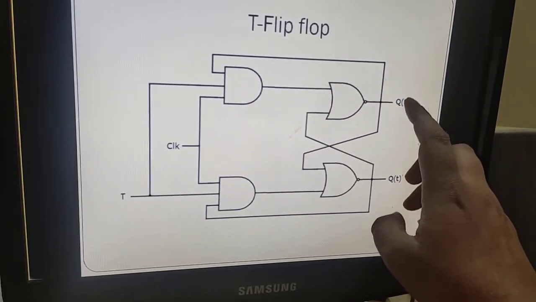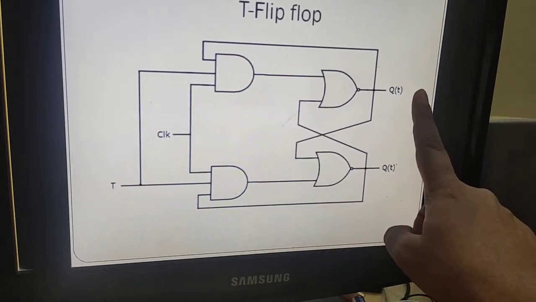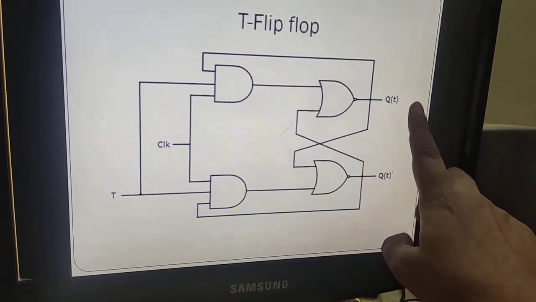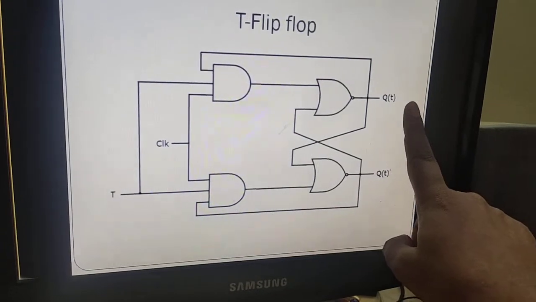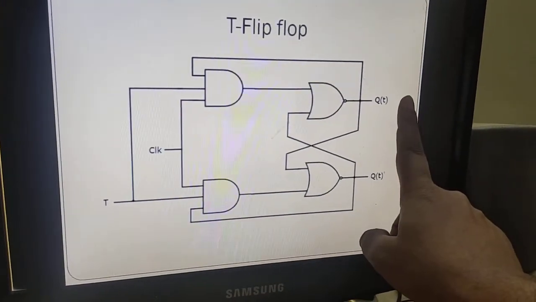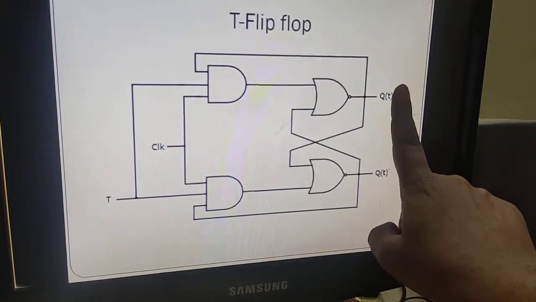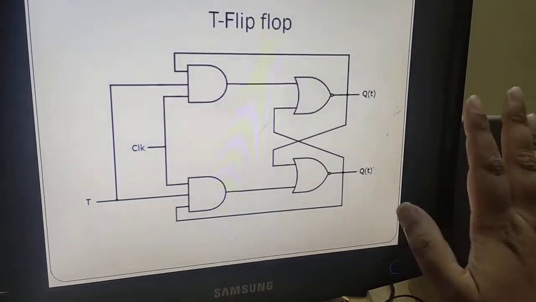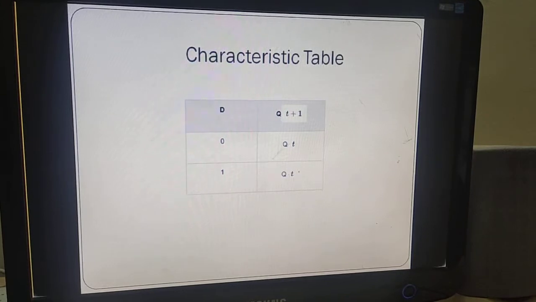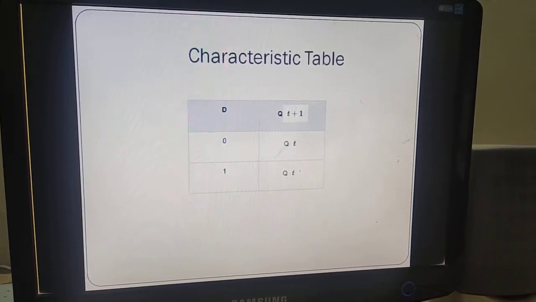So what happens is, earlier this was 0, now Q(t) becomes 1. It means that Q(t) is now becoming complemented. So Q(t) becomes equal to Q bar(t) now. That is, if it is equal to 0, now it is equal to 1. This condition is there only when T is equal to 1. When T is equal to 0, it is going to remain the same. You can see the characteristic table here of the T flip-flop.